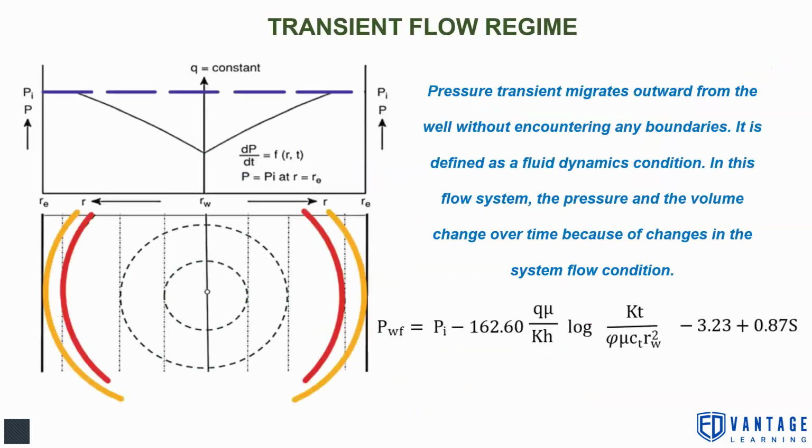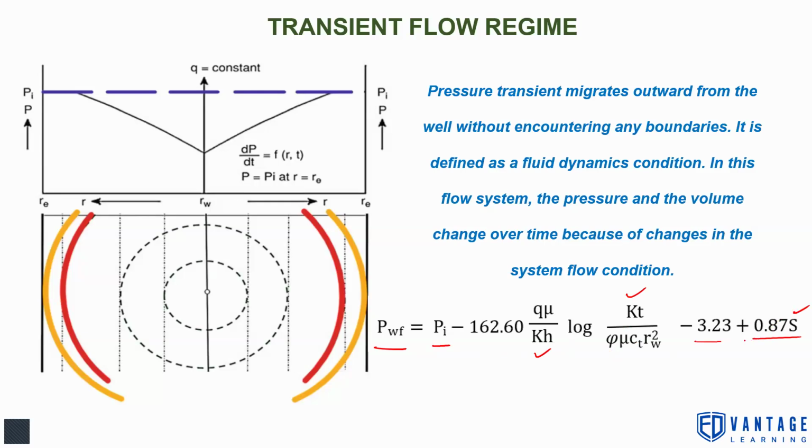So in transient flow regime, your pressure drop is exponential with radius. For the transient flow regime, this is the bottom hole flowing pressure equation, which will be Pi, the initial pressure, minus 162.6 q mu by kh log kt by 5 mu ct rw square minus 3.23 plus 0.87 s. In this equation, you need to only look at k and s. These two are the most important parameters.